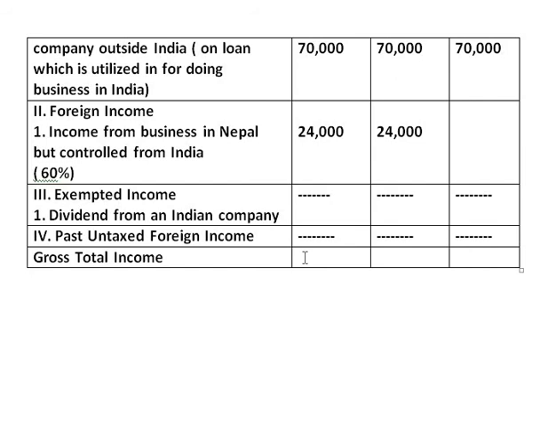Now find out gross total income. The gross total income in case of ordinarily resident comes to rupees 2,90,000. Not ordinarily resident 2,90,000, whereas in case of non-resident the gross total income is 2,66,000.